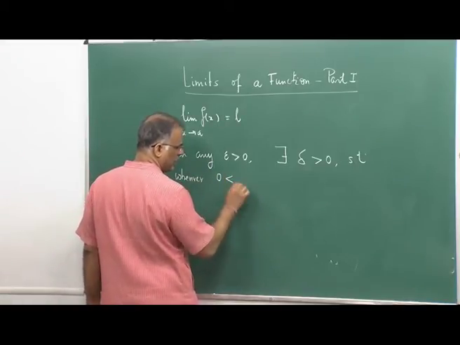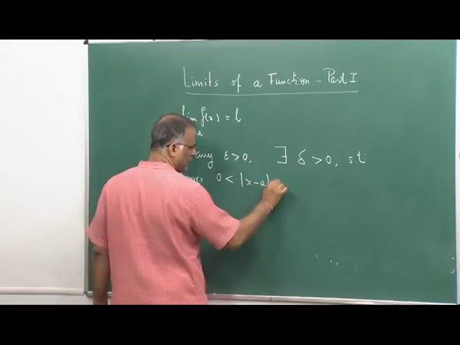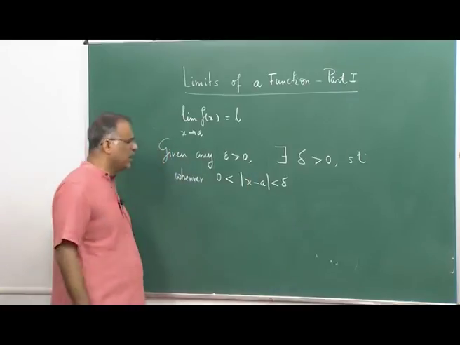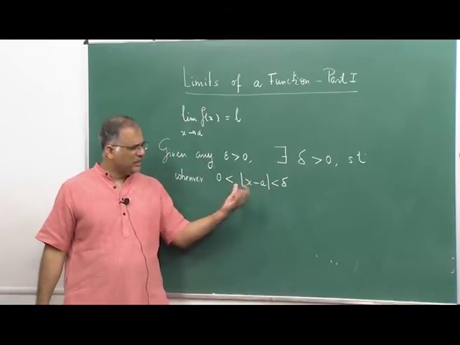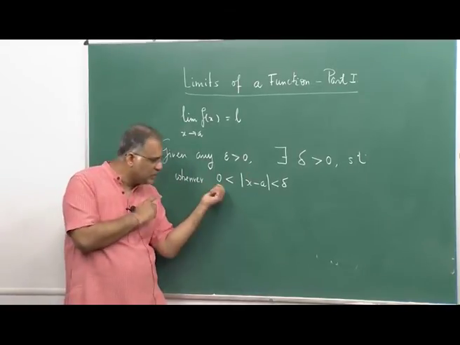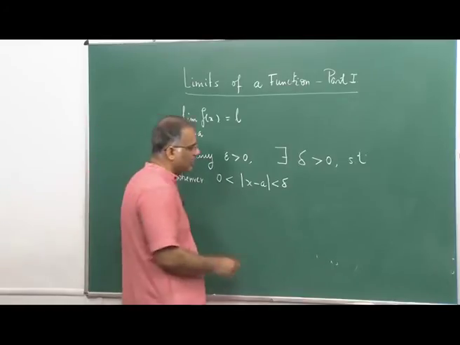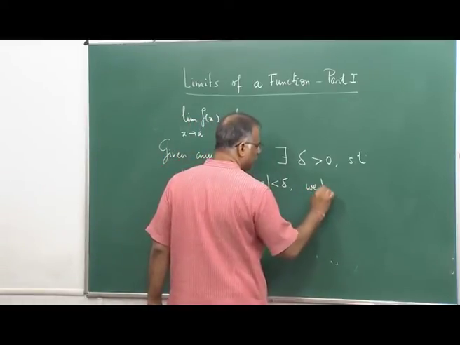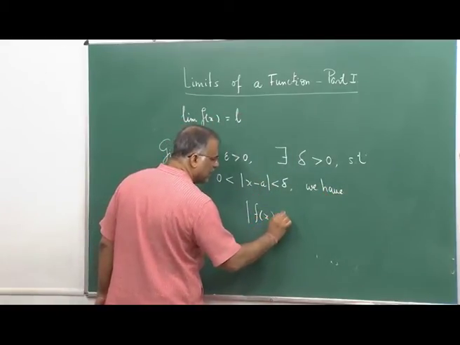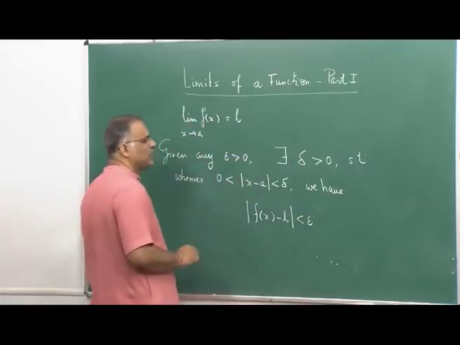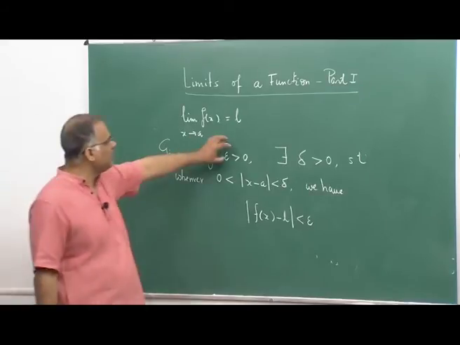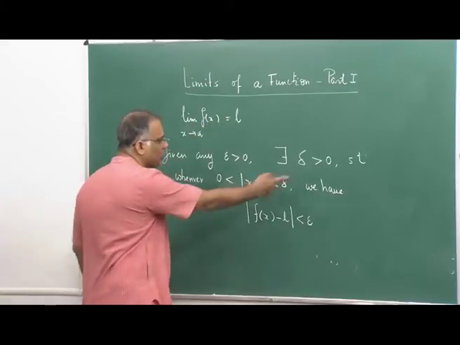0 is strictly less than modulus of x minus a, which is less than delta, meaning whenever x is in the neighborhood of a, between a minus delta and a plus delta, with x not equal to a, that is why we have kept this symbol, we have the difference between f(x) minus L to be less than epsilon. So, whenever x is near a, f(x) is near L. Whatever nearness you want of f(x) from L, I will give you a corresponding nearness.